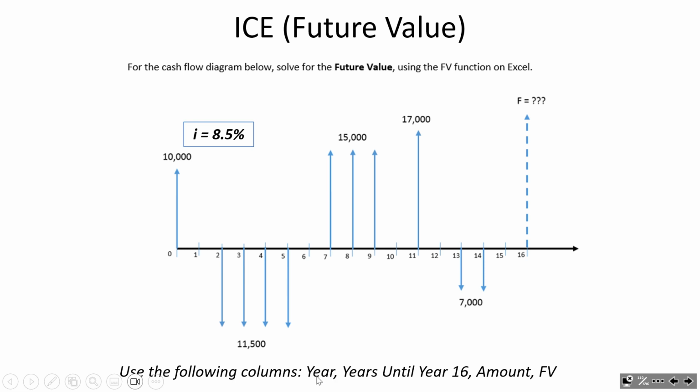Now, at the bottom here, I'm saying we need one extra column, I think for simplicity's sake, years until year 16, which is when our future value is, the amount, and FV. And the reason why is that for the NPER, the number of periods, you should use how many years it is until the future that you're interested in, and don't use whatever year you're in. So for example, if I want to take this 11,500 to year 16, what is the N for how many compounding periods it should be?